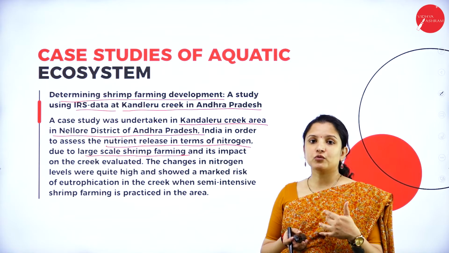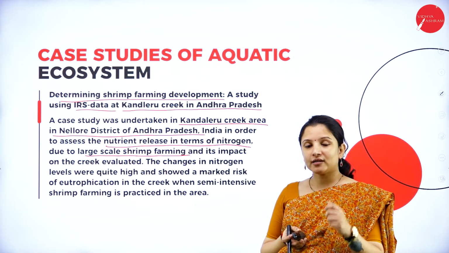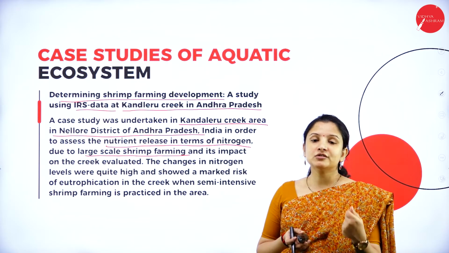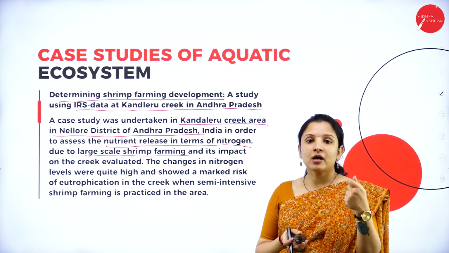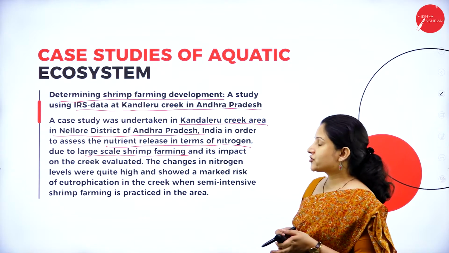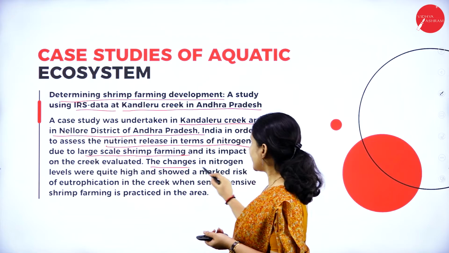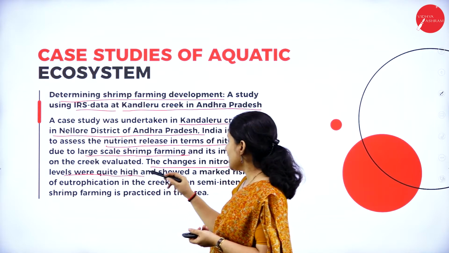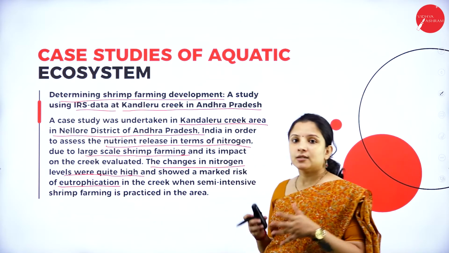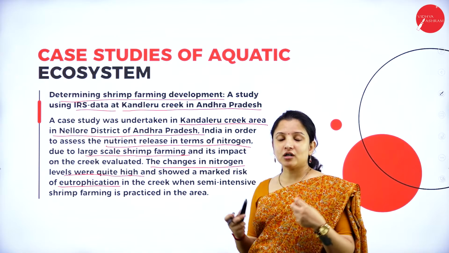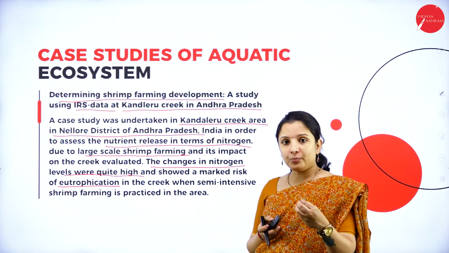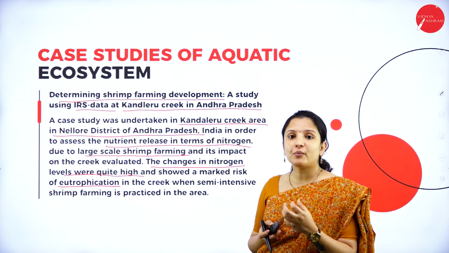The quantity of nitrogen was evaluated in the creek to see whether this nitrogen being eliminated by the shrimp can alter the habitat of the natural ecosystem of that particular creek. They found out that the changes in nitrogen level were quite high, and it showed a marked increase in eutrophication. What is eutrophication? The nitrogen content in the water got collected and it became so high. Nitrogen is one of the important components, a fertilizer that is needed for the proper growth of plants.